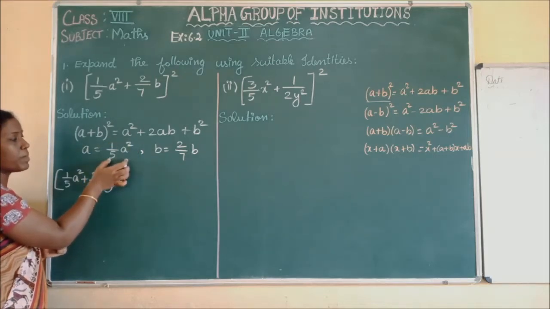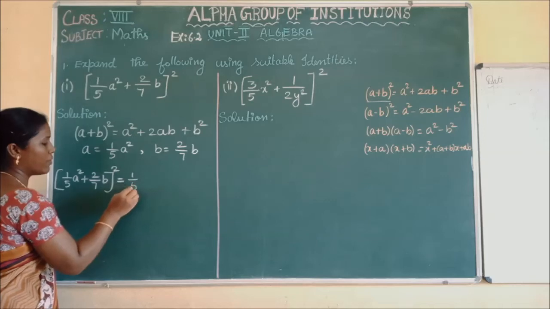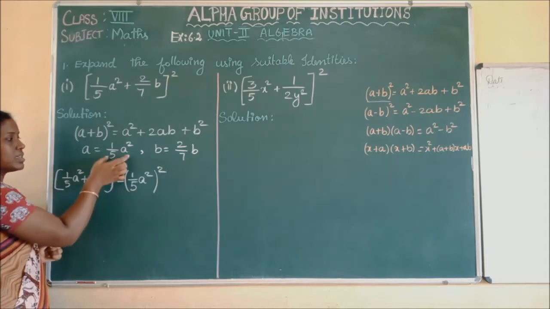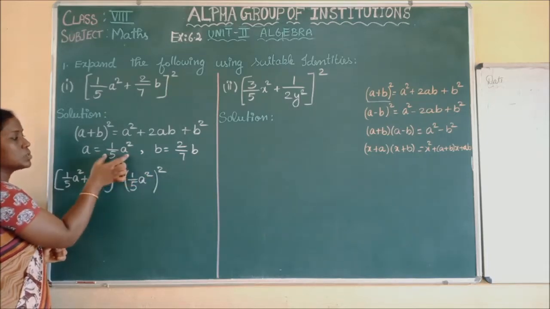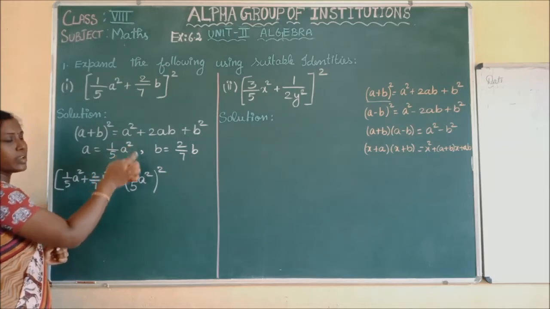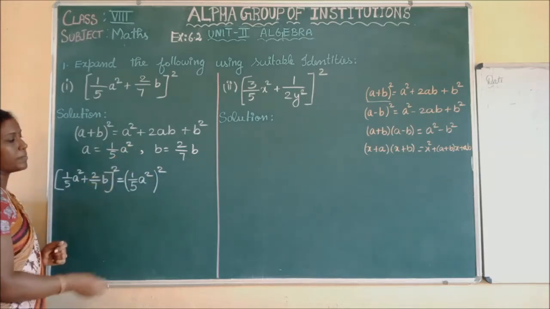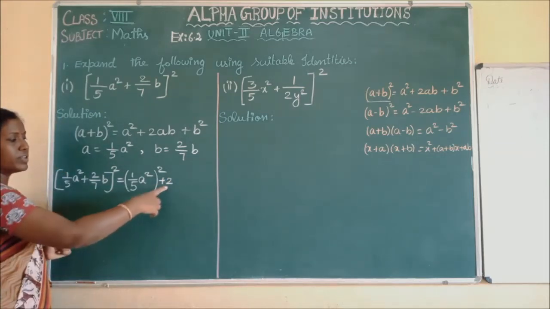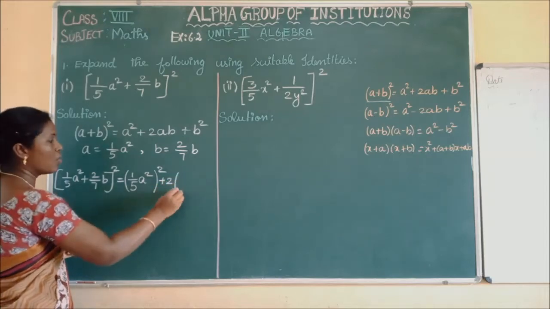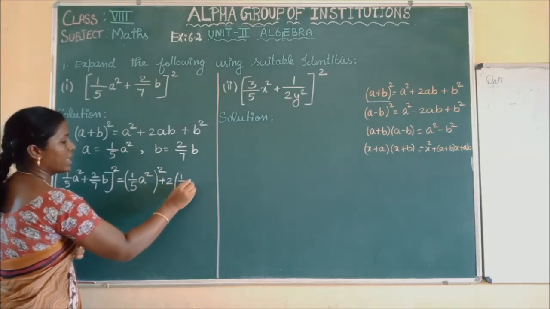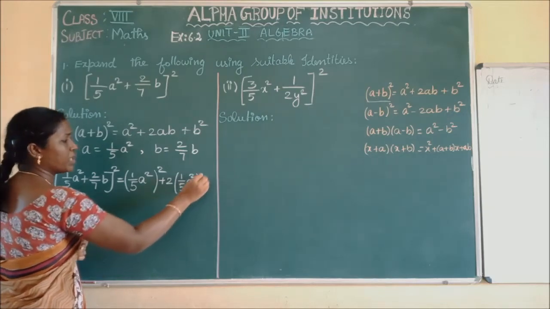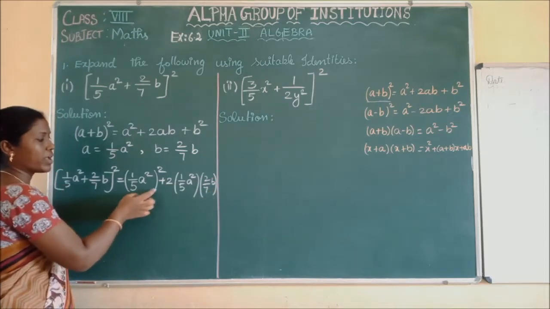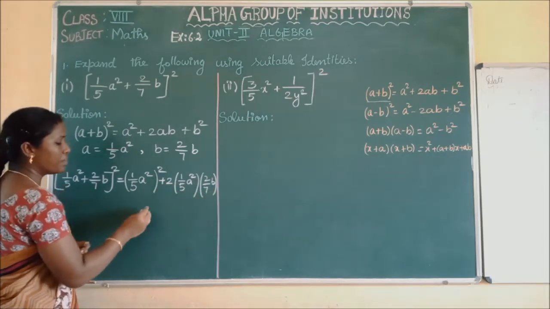The term a here is 1 by 5 a square. So 1 by 5 a square the whole square. That means the term a should get the whole square. Next plus 2ab, 2 into a into b. First I am taking number 2 into a. What is a? 1 by 5 a square into b. What is b? 2 by 7 b. This is b. So a square plus 2 into a into b plus b square.